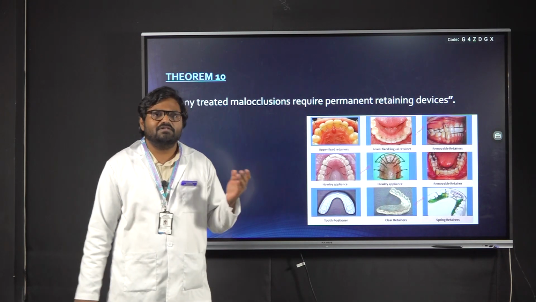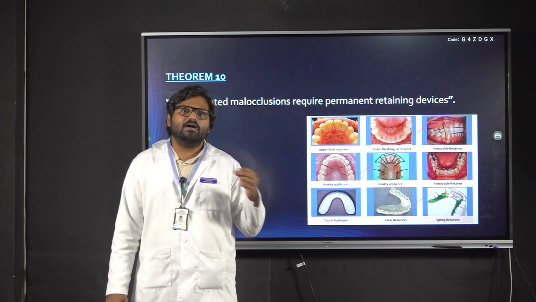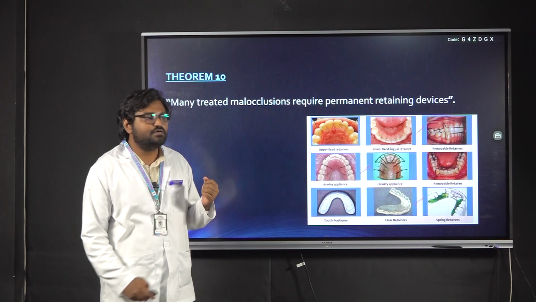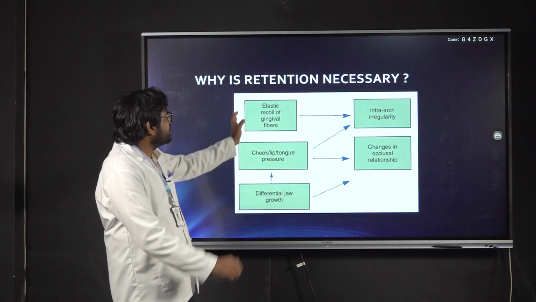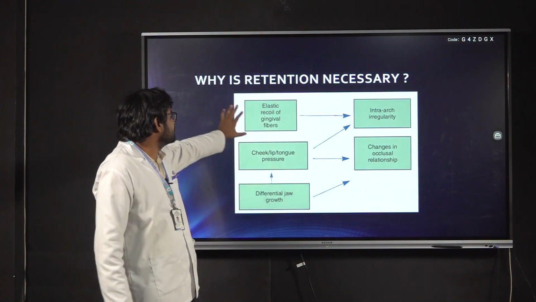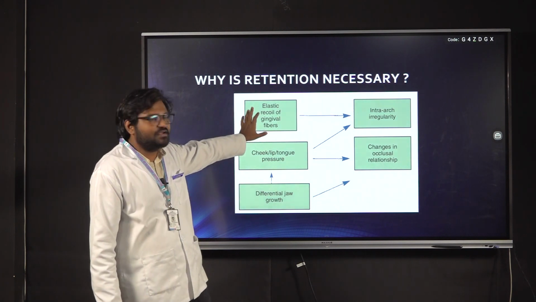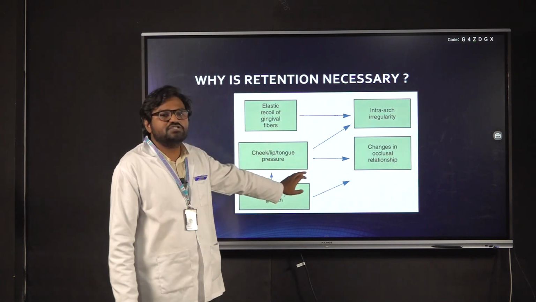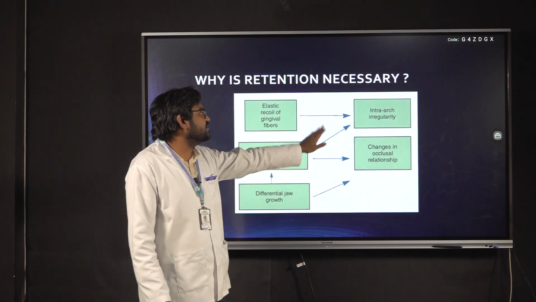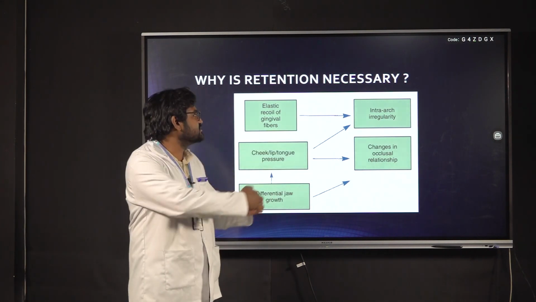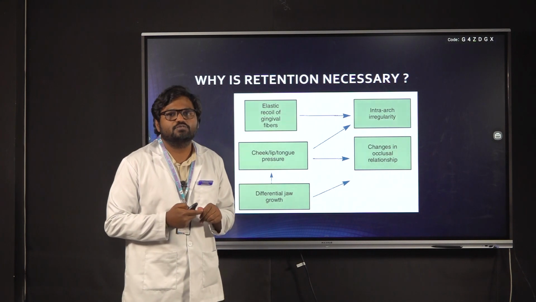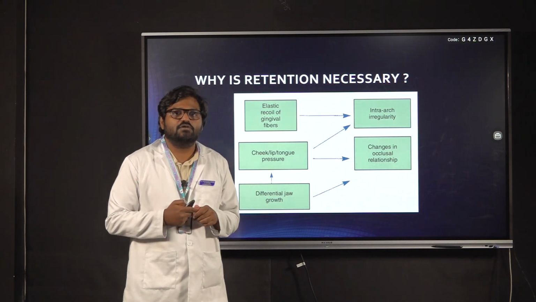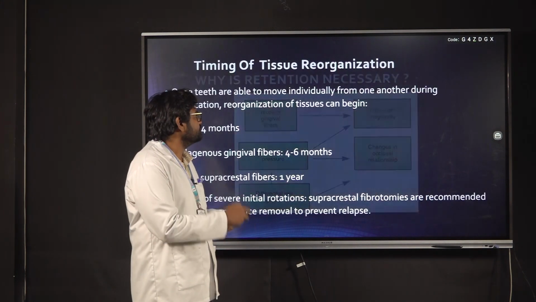So I've been talking about relapse till now, and now I'll be talking about the appliances which will provide retention. Those are your retainers. Before that, why is retention necessary? Briefly, because of the elastic recoil of the gingival fibers, your cheek and tongue position, habits, differential jaw growth, occlusal relationships, and interarch irregularity. That's why it's important for us to retain the new position once your orthodontic treatment is completed.